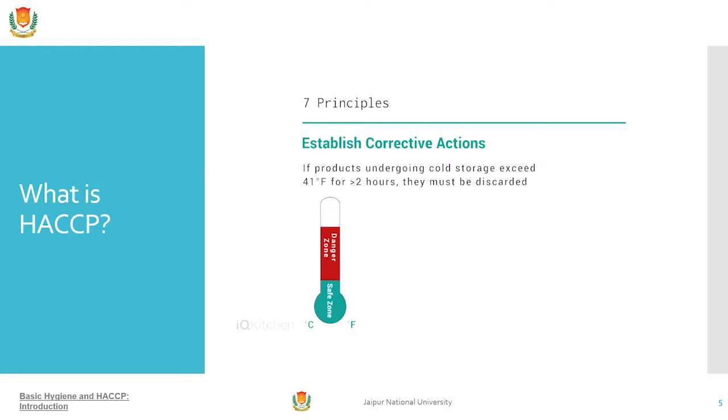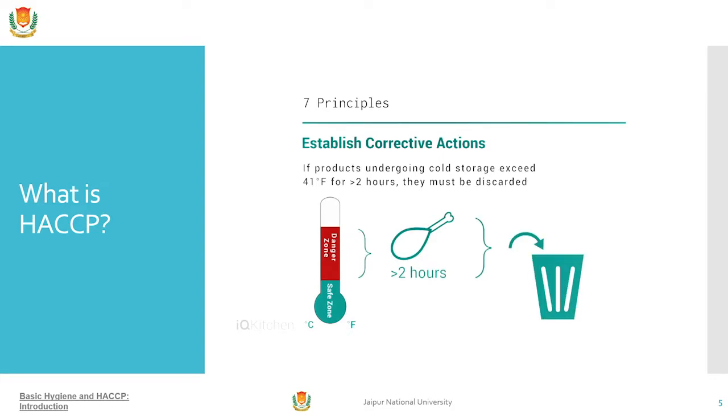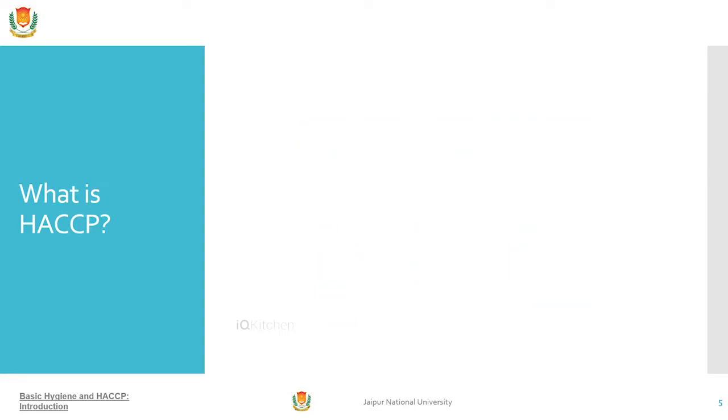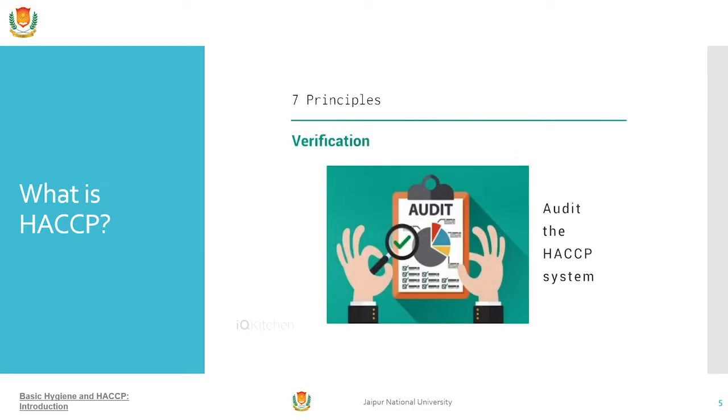Principle 5. Establish corrective action. Corrective actions are the procedures that are followed when a deviation in a critical limit occurs. Also, an investigation must be conducted to determine what caused the deviation and how to prevent recurrence. Principle 6.